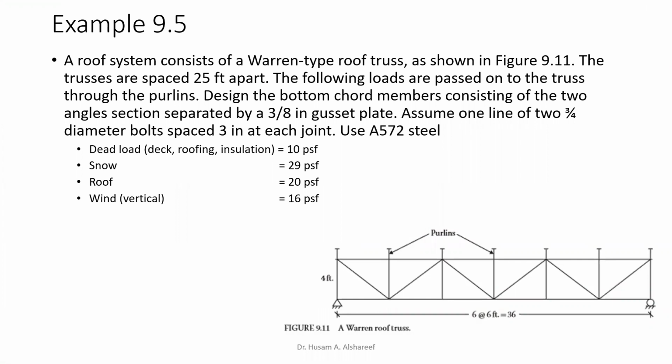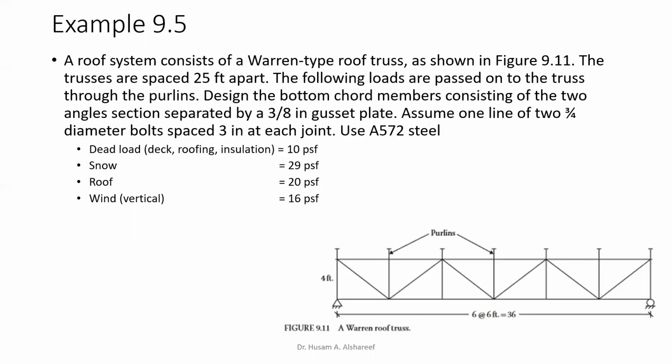So the problem statement reads: a roof system consists of a Warren type roof truss as shown in the figure below. The trusses are spaced 25 feet apart. So imagine a truss joist of ceilings. I'm sure you've seen them in warehouses and so forth. They are spaced 25 feet apart. The length of the truss as a structural system itself is 36 feet.